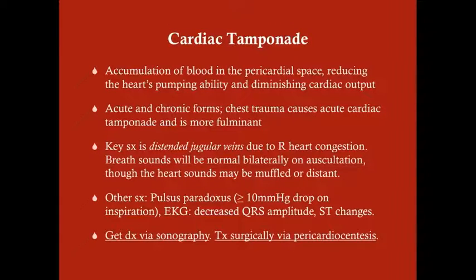The diagnosis is via sonography, so if you see a trauma patient with distended jugular veins, especially if they are in shock, then immediately you should be ultrasounding their heart. And you'll see the blood collecting around their heart. It's a black line, and that's going to help you diagnose the cardiac tamponade. And we treat this surgically via pericardiocentesis. We just extract the blood out of the pericardial space. And that takes the pressure off.